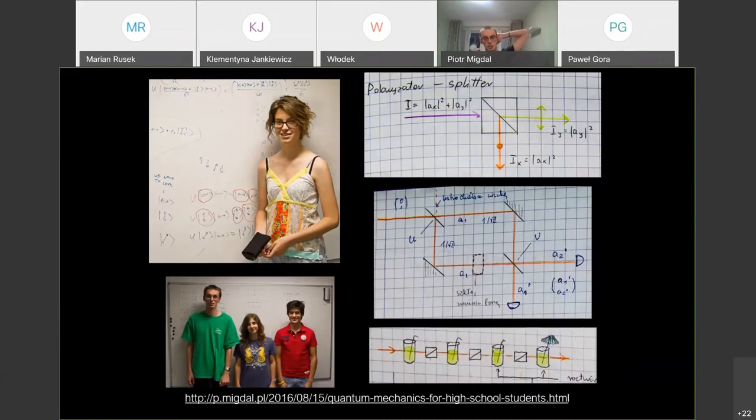I did one training like four times, twice in Catalonia, twice in Poland. And each time, it turns out that they were able to learn things. Not only that qubits are zeros or ones, or zeros and ones at the same time, but they are able to prove the no-cloning theorem, and to look at various cryptography protocols, all with actual mathematics, so not only hand waving.